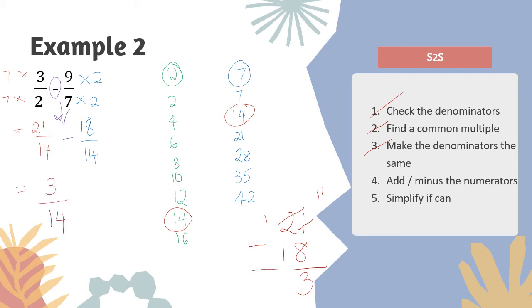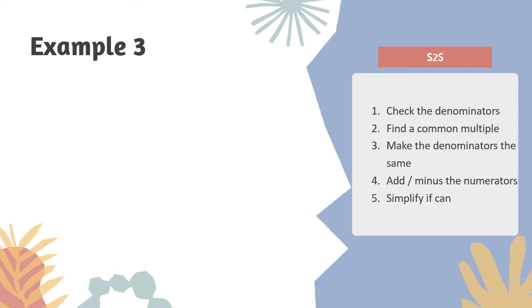Next, ask yourself. So that is step 4. Step 5, simplify if can. So 3 is an odd number. Let me just label that. 3 is an odd number. And 14 is an even number. So when the numbers are odd and even, you cannot simplify this further. So your answer is 3 out of 14.